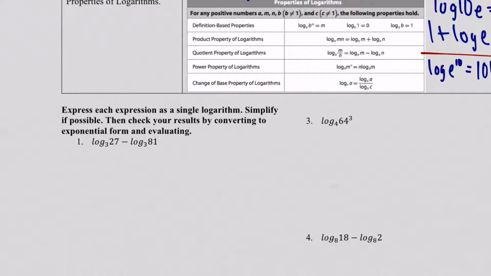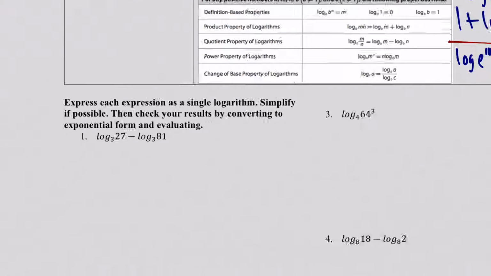This property says that if I'm subtracting two logarithms that have the same base, I can bring them together to make one logarithm, keeping the base. But what I do with these inputs for each logarithm is I do a division of them, right? It's going to be m over n. So I could do this 27 over 81. This is what it's going to look like. Watch. Log base 3 of 27 over 81.